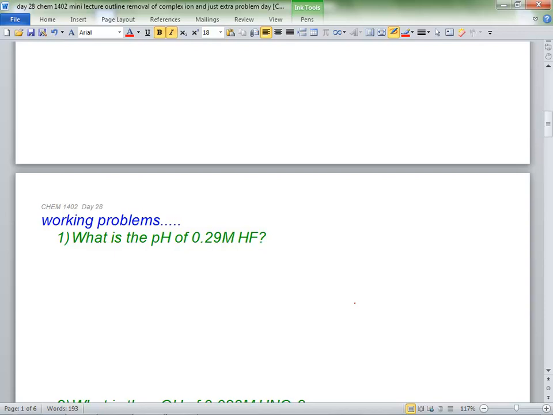So if you're not sure how to do something, ask the people next to you, or ask me, right? Okay, and we'll go through these one at a time. So this and the calculator is the only thing you should have out. Now the one thing that's missing is the Ksp table. It's supposed to be on the back, but it isn't. So if you need a Ksp, I'll just look it up and tell you. Okay, but have this staring at you. So here's your first question. What is the pH of 0.29 molar HF? See if you remember how to handle that question.